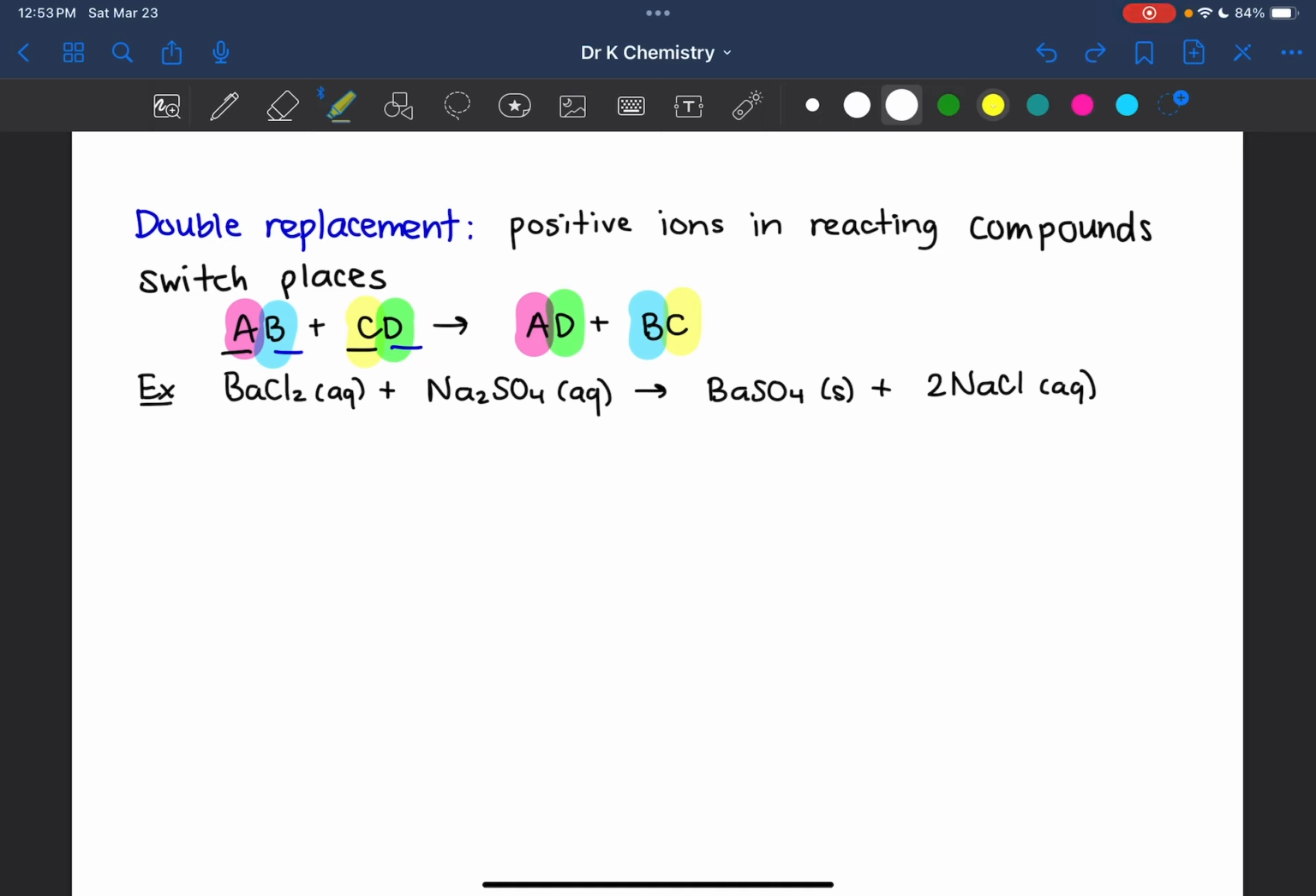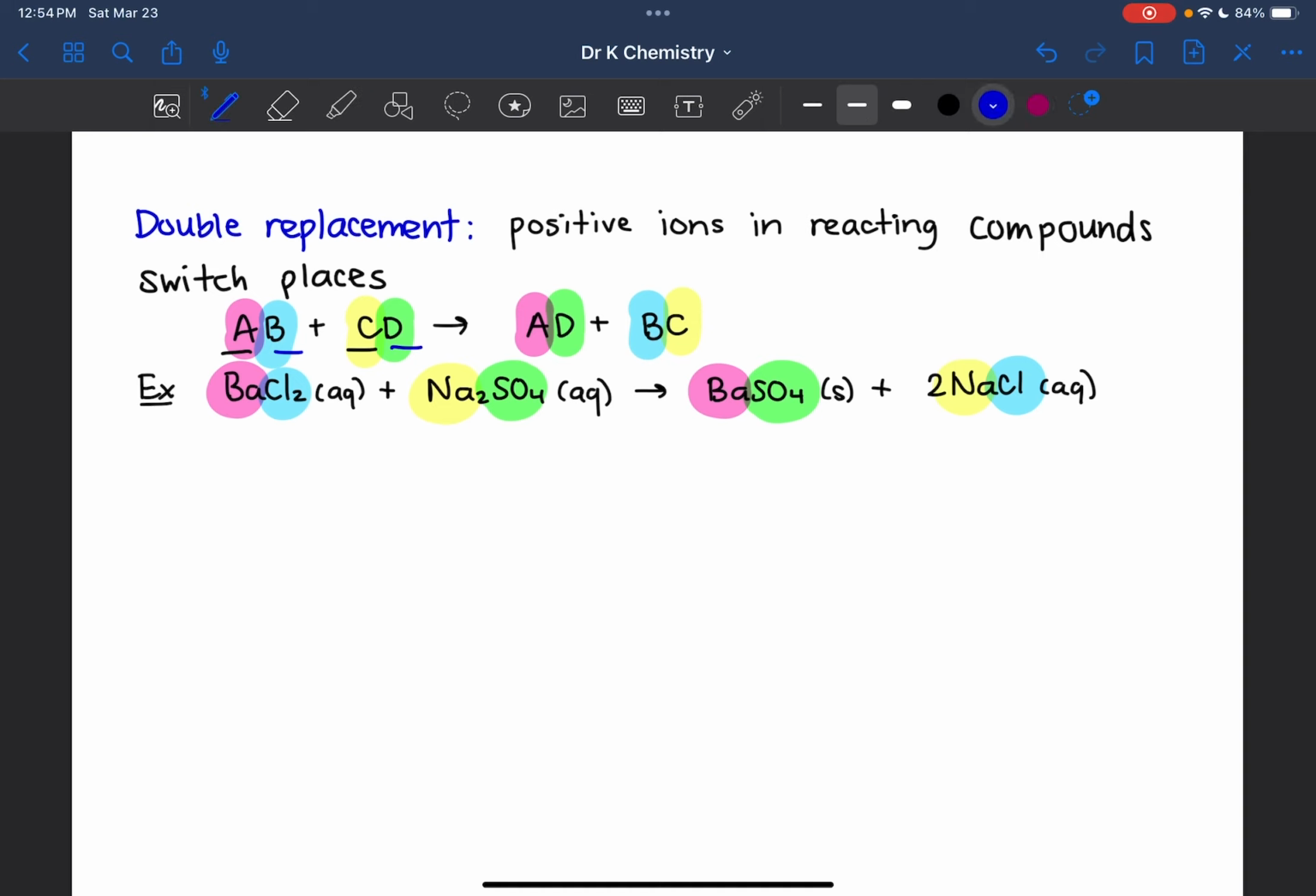So below there is an example of a double replacement reaction, and you can see we have barium that is bonded to chloride. Maybe I should keep my colors consistent here. So barium bonded to chloride, and then we have sodium that is bonded to sulfate. And when we look at the product, we have barium that is now bonded to sulfate, and we have sodium that is bonded to chloride. So you can see how both compounds changed places.